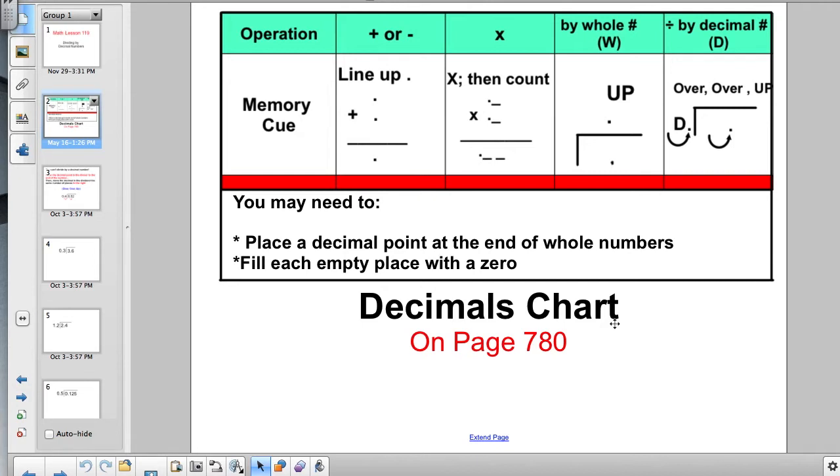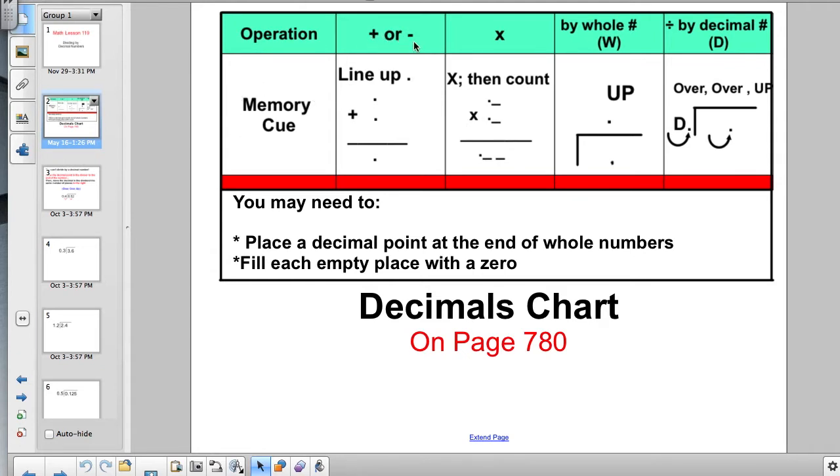which the first problem today is going to say copy the decimal chart. So let's go and take a look. All these rules apply to all four of these. When you're dealing in decimals, you may need to place a decimal point at the end of any whole numbers and fill in empty places with a zero. So they have you draw this so you can kind of remember. That's why they say the memory cue.